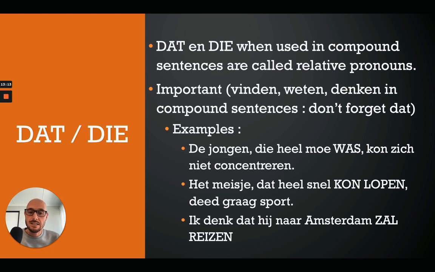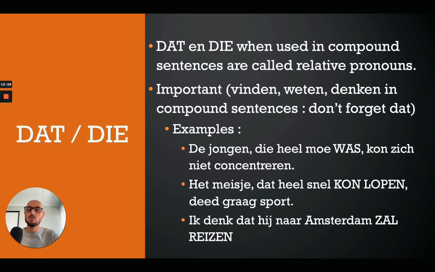And then if you look at our last example, ik denk dat hij naar Amsterdam zal reizen. I think that he will travel to Amsterdam. Now that is very important. I've said that before. So when you say I think, ik denk, then you will always need dat. Ik denk dat hij naar Amsterdam zal reizen. I think that he to Amsterdam will travel. That is how we would say it in Dutch. So both die and dat, sometimes used as a reference word, sometimes used as a relative pronoun, will make that you have to put your verb or your verbal group at the end of the sentence.